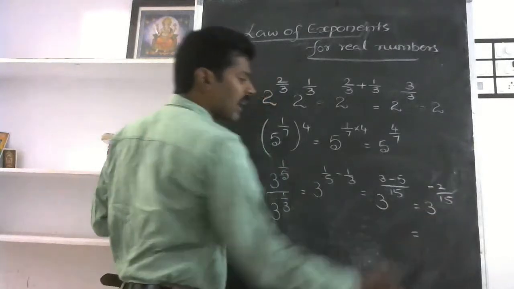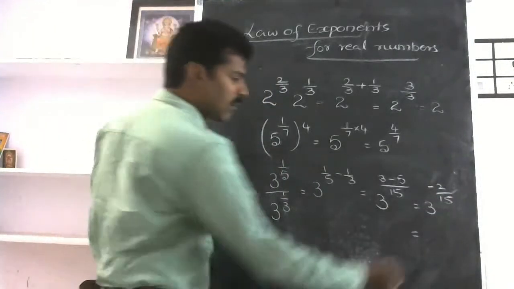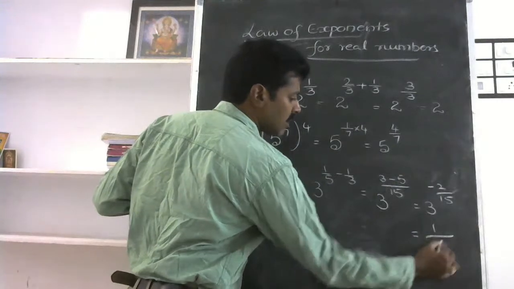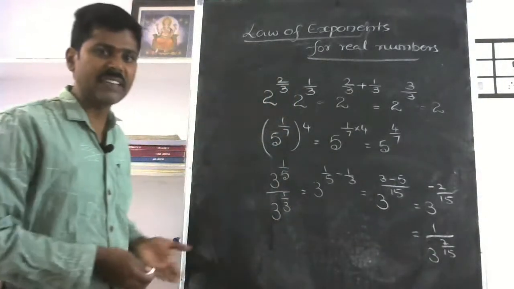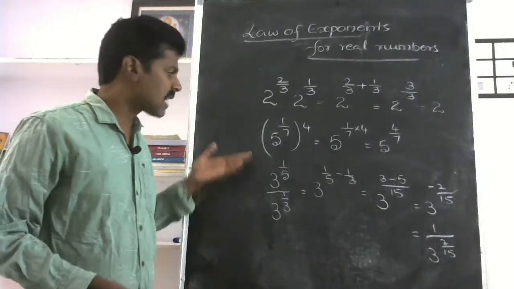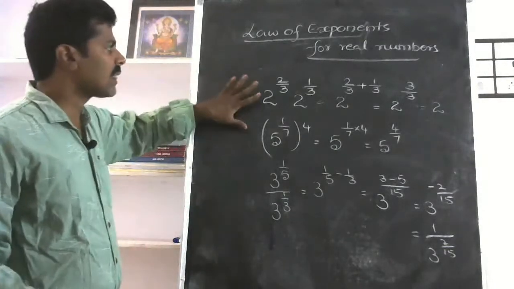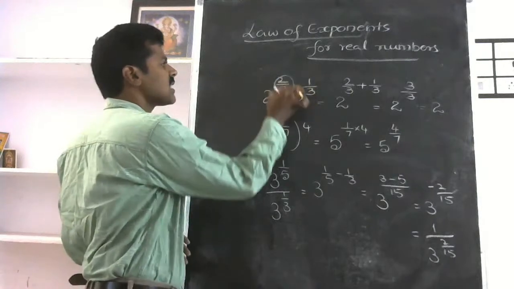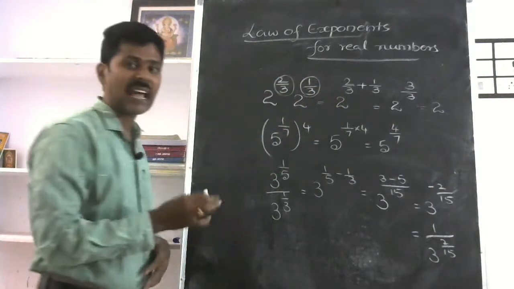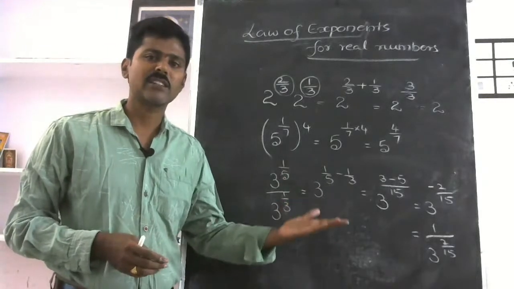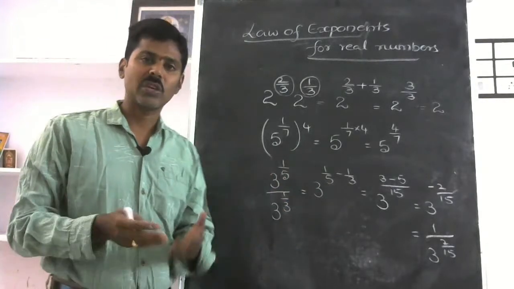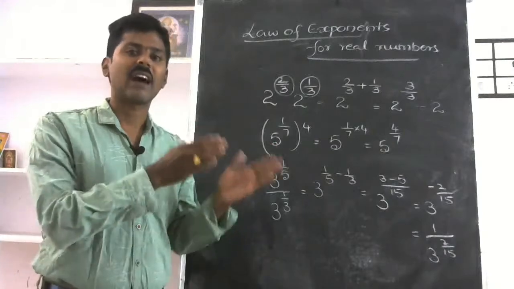There you can apply again a power minus n as 1 by a power n, as 1 by 3 power 2 by 15. I am just introducing this; I will explain in detail with some example problems. If you observe all these, here the exponents are changed to rationals. In previous classes you learned exponents as integers. Now even for rational numbers they are applied.